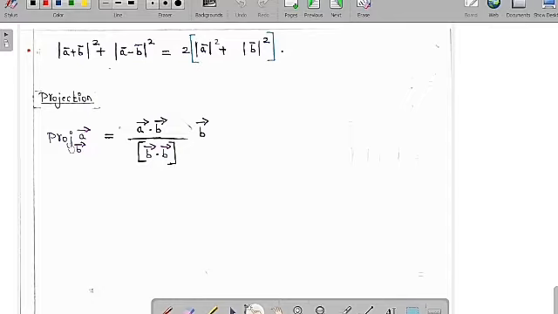The projection of A bar on B bar means we are going to find the vector in the direction of B bar with the help of the component of A bar on B bar. First, you have to find the component of A bar on B bar, and then you have to find the unit vector of B bar. Then you multiply the component of A bar on B bar with the unit vector of B bar, and we get this result. So we can say the projection of A bar on B bar is equal to (A bar dot B bar) by (B bar dot B bar) into B bar.